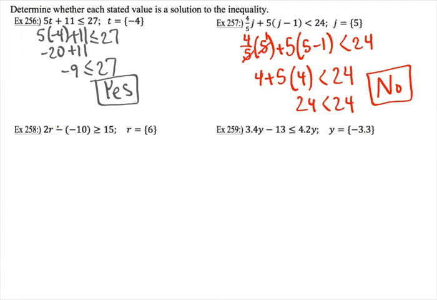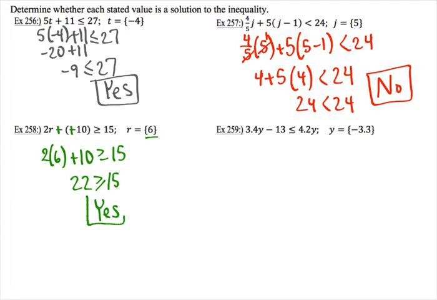2r minus -10, I'm going to change that to plus 10. And then we're going to plug in 6. So 2 times 6 plus 10 is greater than or equal to 15. 2 times 6 is 12. 12 plus 10 is 22. Is 22 greater than or equal to 15? Well, that is true. So yes, this is a solution. Next example.